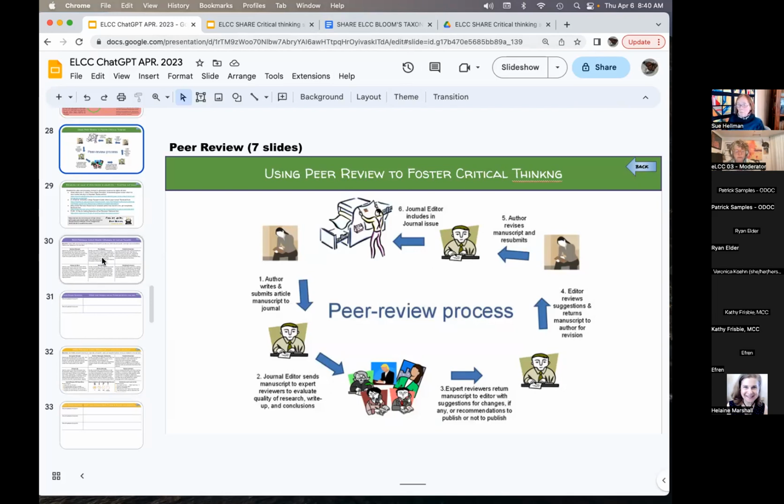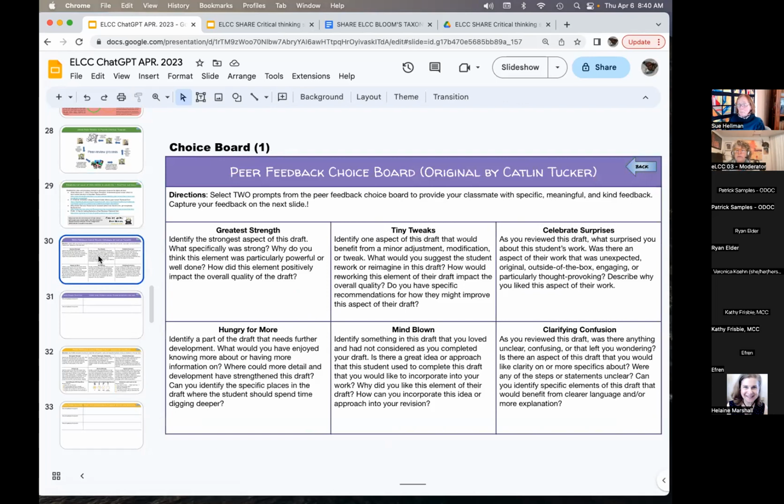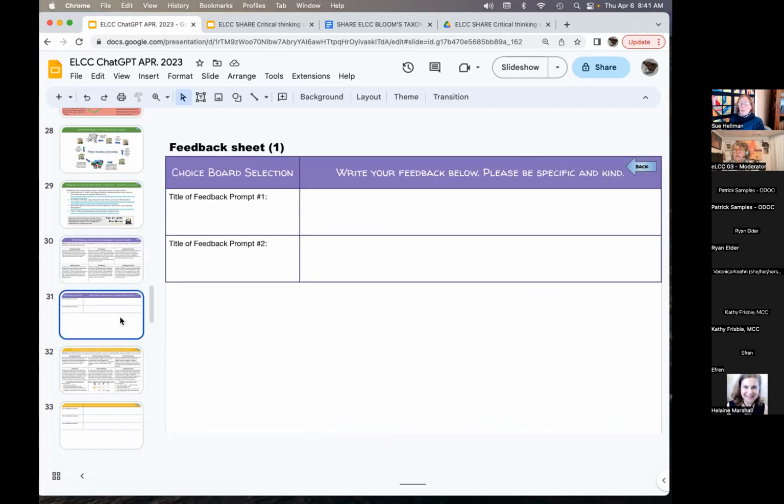And so what I've done here is you're going to start by establishing the value of peer review in higher ed, and then you're going to scaffold the skills. This is linked to another document that has some introductory material on how to do it, and then there are some choice boards. So if you had groups of 6, you could have each person doing a different one, or you can give students the choice of which prompts they want to respond with, and it follows with a response page.